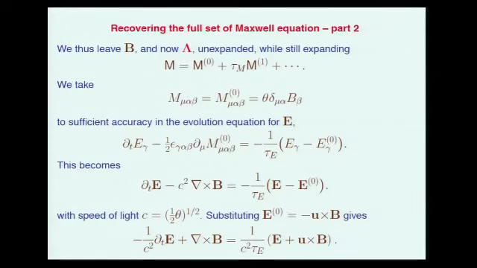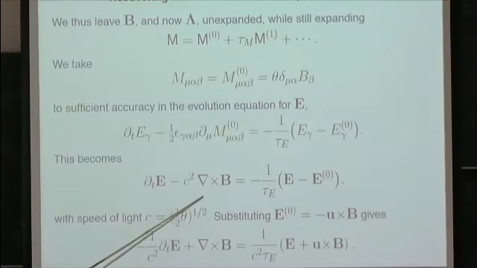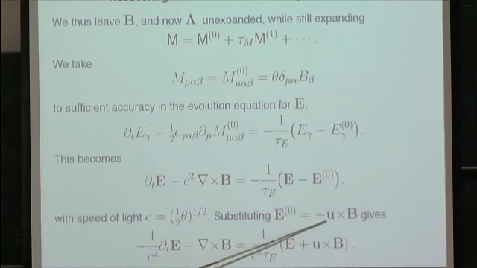I untangle this, and I just get something involving curl B, and a speed of light, which is to do with the lattice speed, and some square roots and things. And my equilibrium E0 minus U cross B, so what I've got is this equation. This is the evolution of the electric field under my lattice Boltzmann MHD scheme.